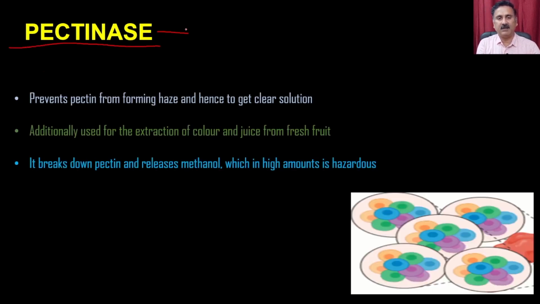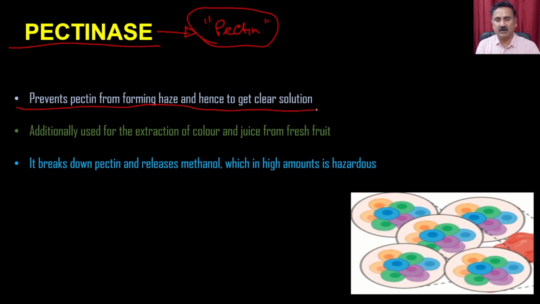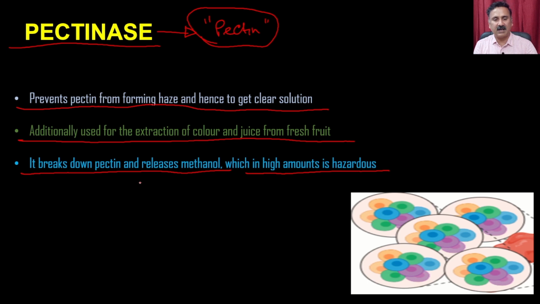Pectinases, as the name suggests, are the enzymes which work on pectin. Pectin is a cell wall component present in plants. Pectinase prevents the pectin from forming haze and hence helps to get clear solutions. Additionally, it is used for the extraction of color and juice from fruits, and it breaks down the pectin and releases methanol, which in high amounts is hazardous. So it breaks down the pectin and releases methanol, which is a toxic product.